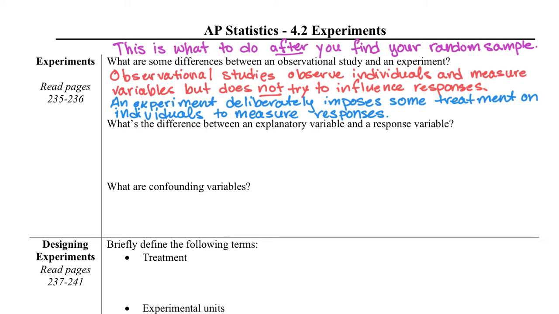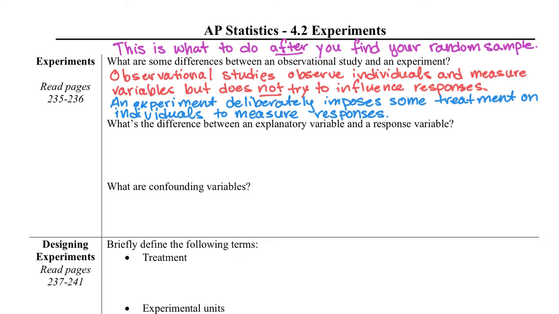So the difference is, let's go back to the forest. If I'm studying some trees in an observational study, I might look at the tree and maybe I'm studying a parasite, and I would count how many trees had that parasite or the growth of the parasite. But I'm not doing anything with the trees. I'm just observing what's already there.